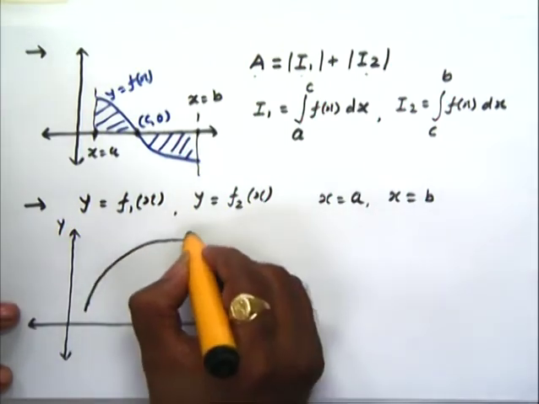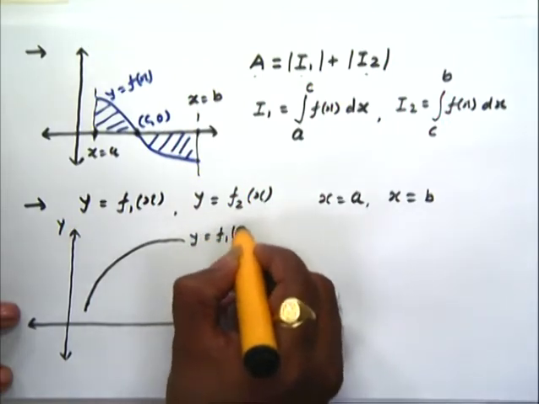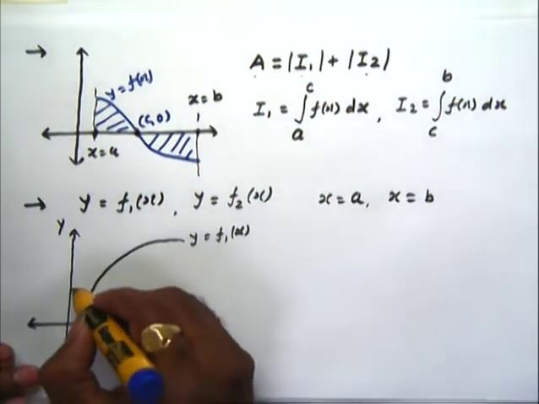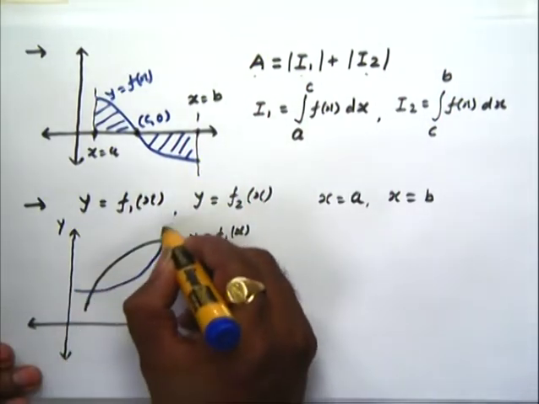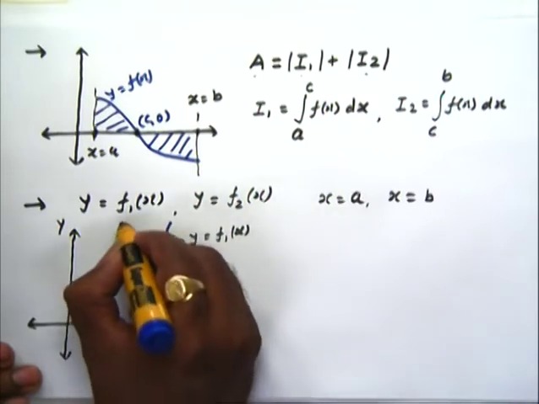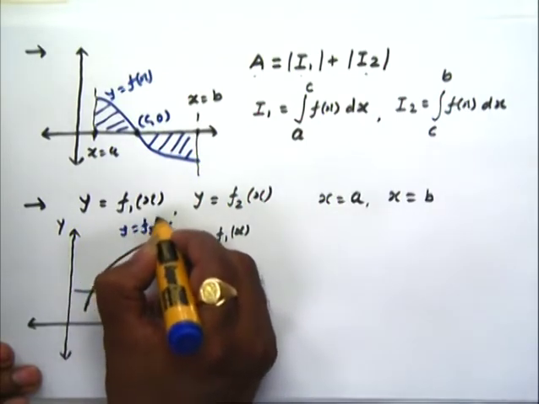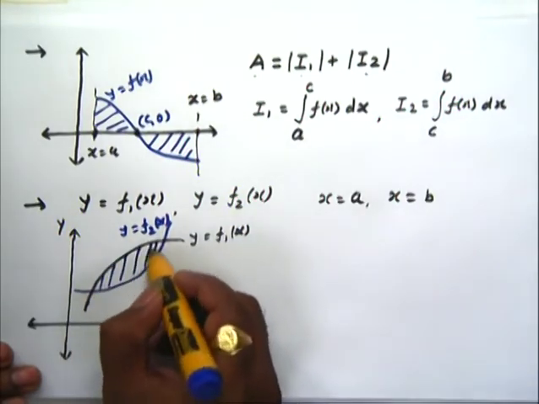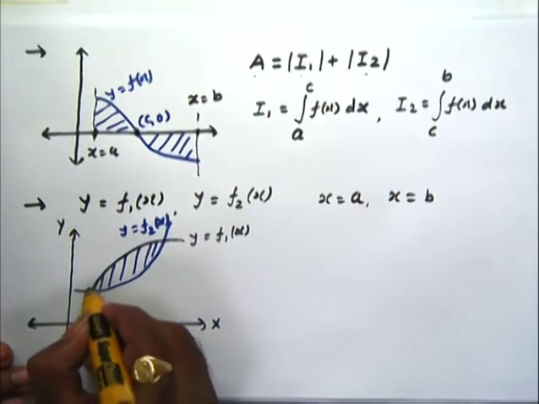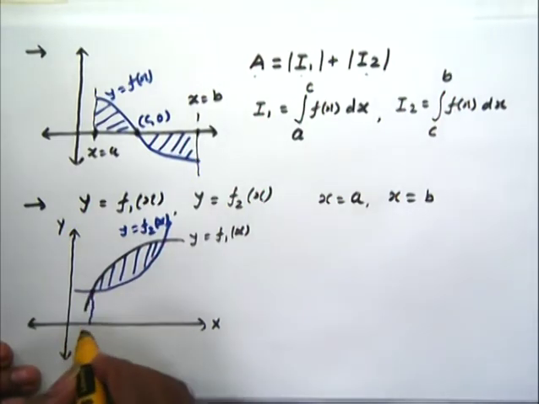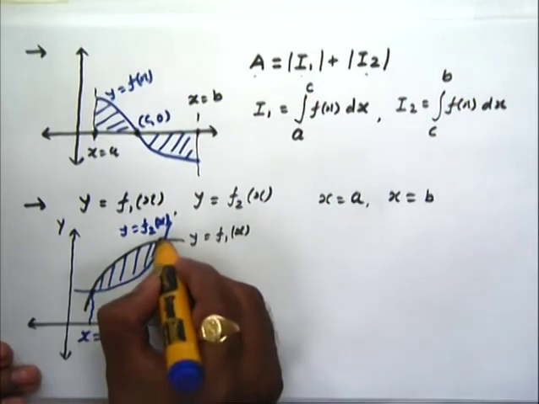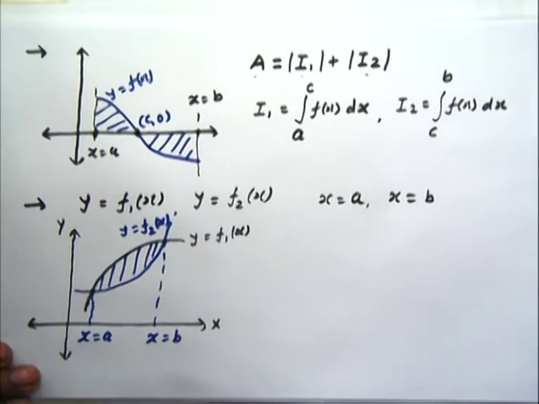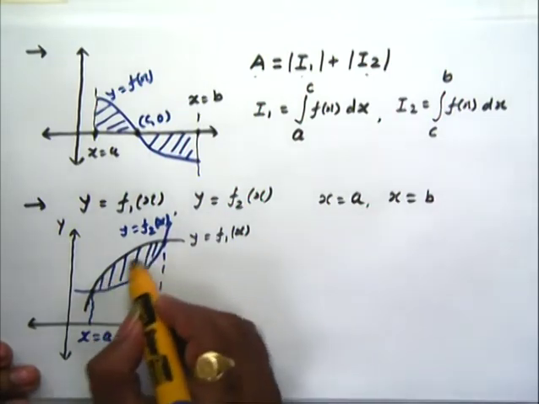Suppose this is our curve y equal to f1(x), and the second curve is like this. This curve is y equal to f2(x), and we want to find this area between these two curves, and these curves intersect each other at x equal to a, and this point is x equal to b. Then how will you find this area?